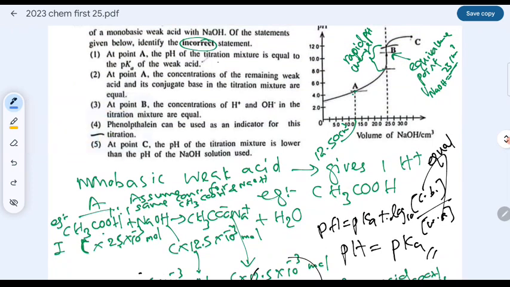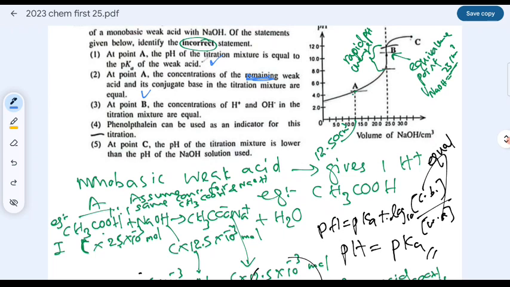That is correct. At point A, the concentrations of the remaining weak acid and its conjugate base in the titration mixture are equal. So, again the same thing. Yes, the remaining weak acid concentration and conjugate base concentration are equal.